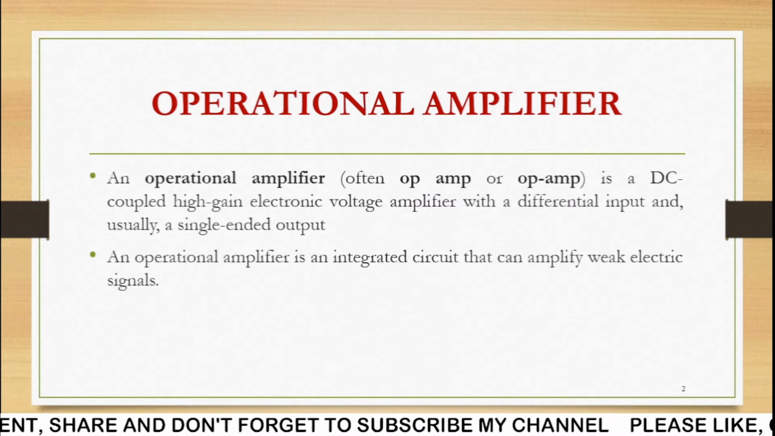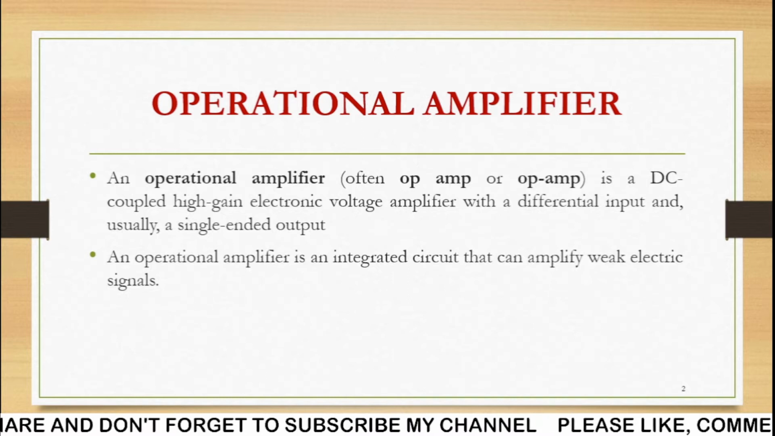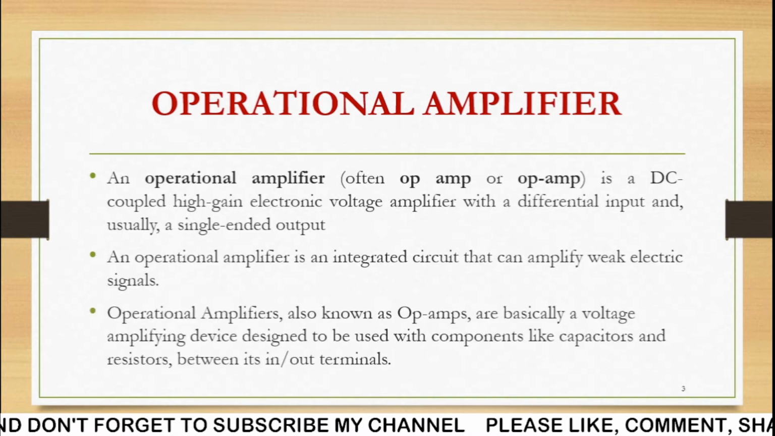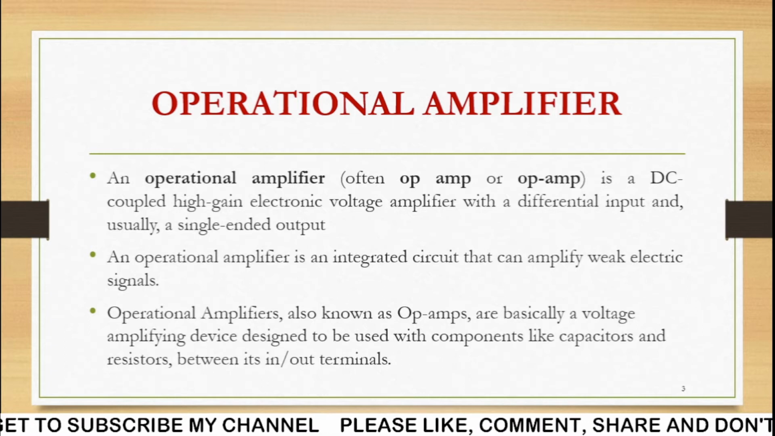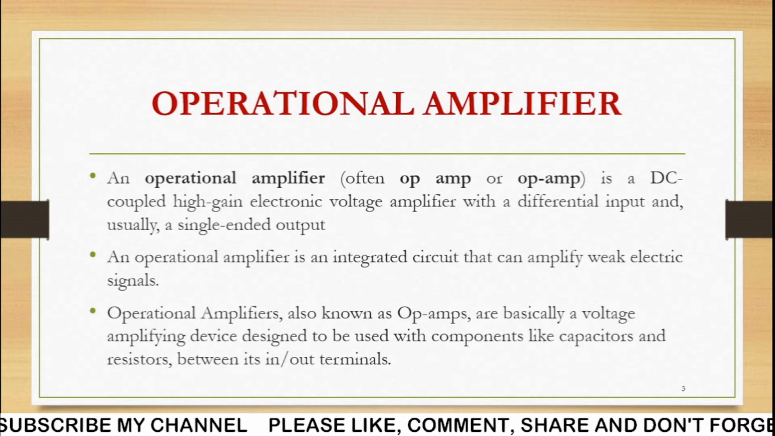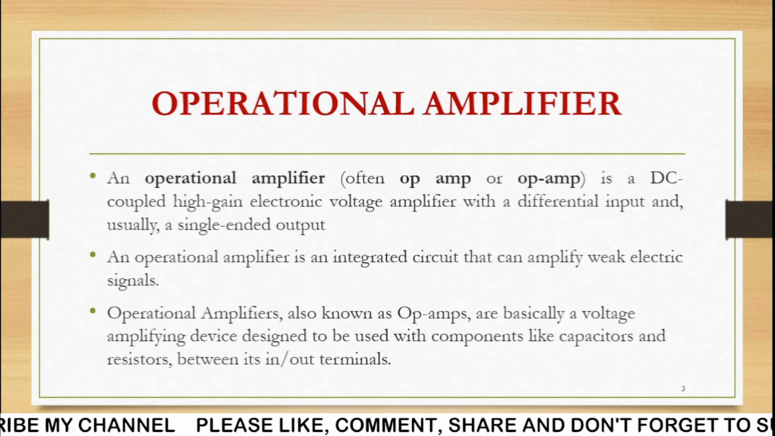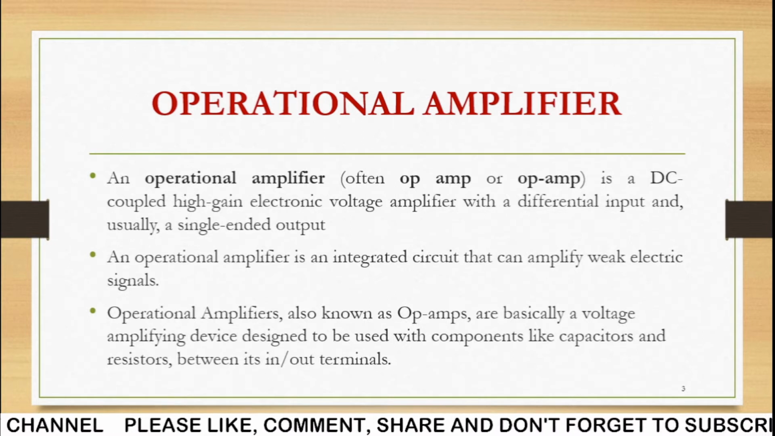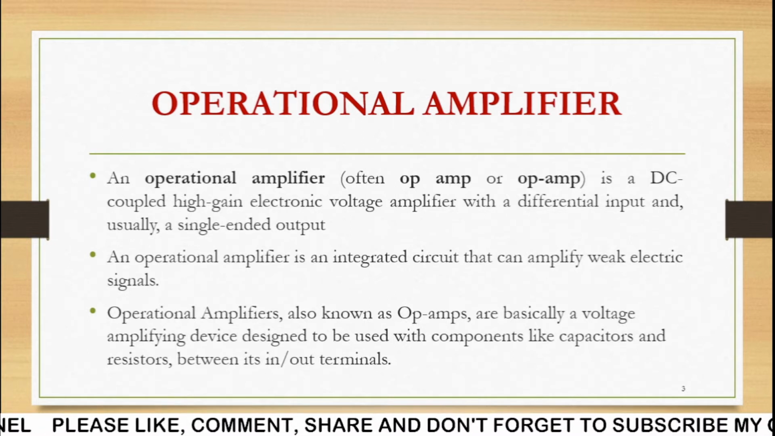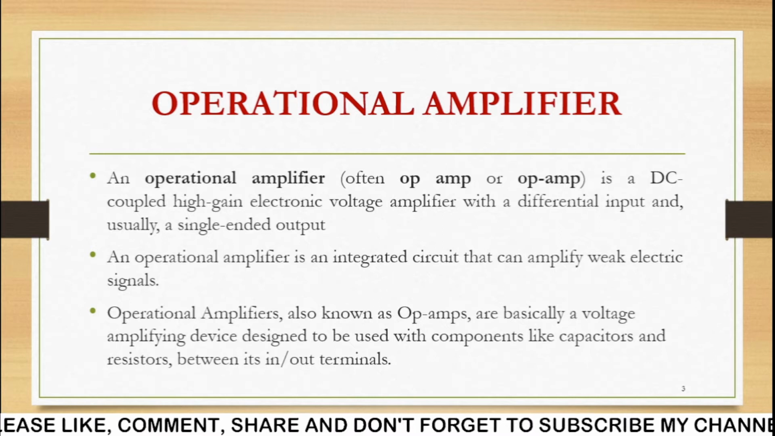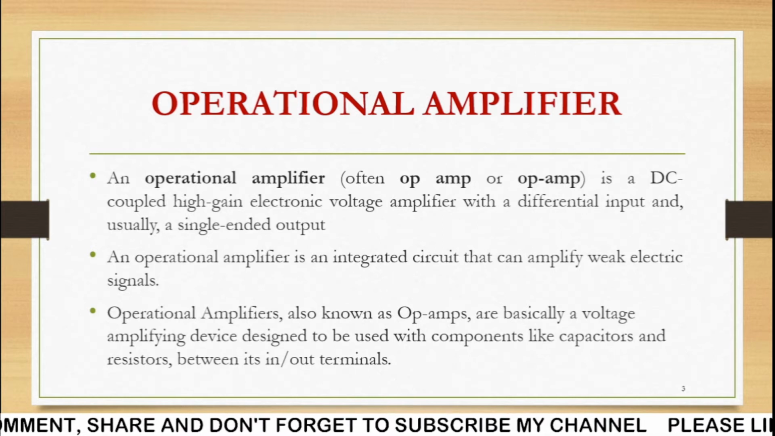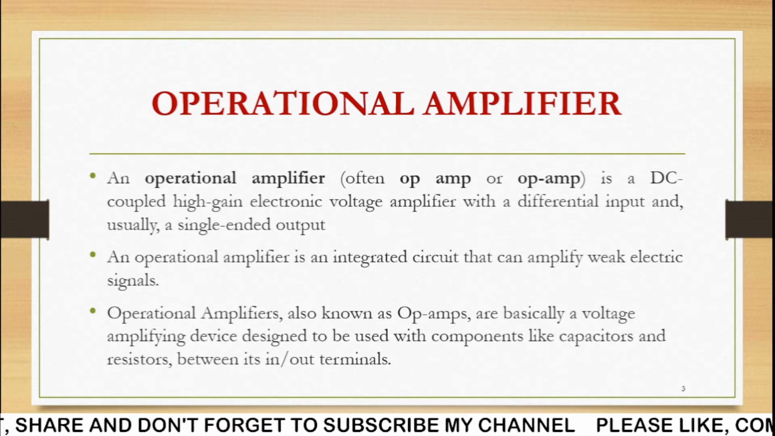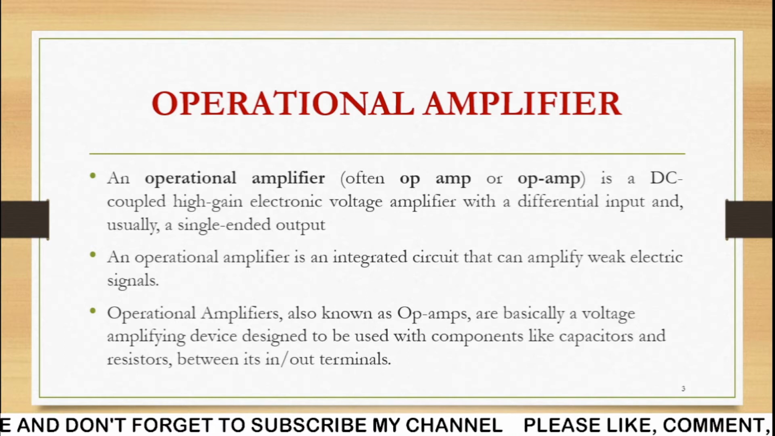Secondly, we can define the operational amplifier as an integrated circuit that can amplify weak electrical signals. And the third definition: basically a voltage amplifying device designed to be used with components like capacitors and resistors between its input and output terminals. So with capacitors and resistors, this voltage amplifying device is called an op-amp, operational amplifier.